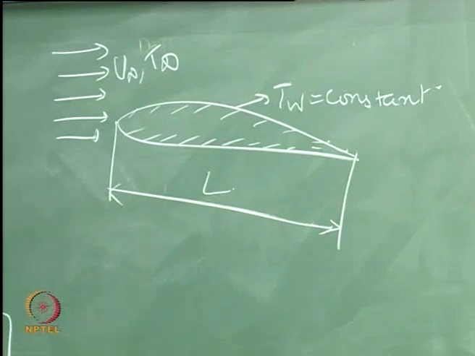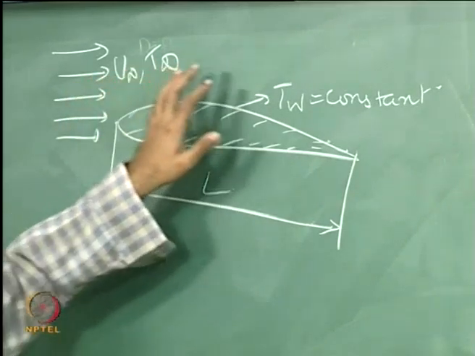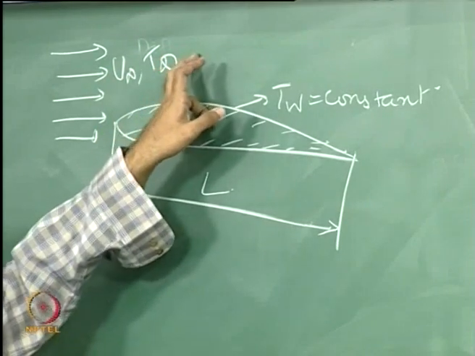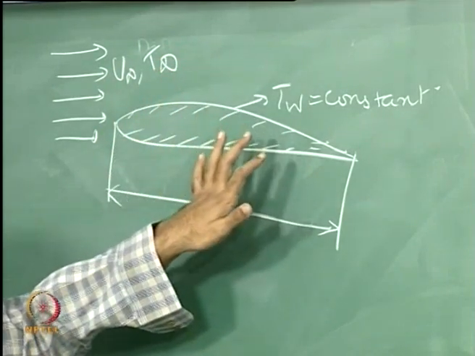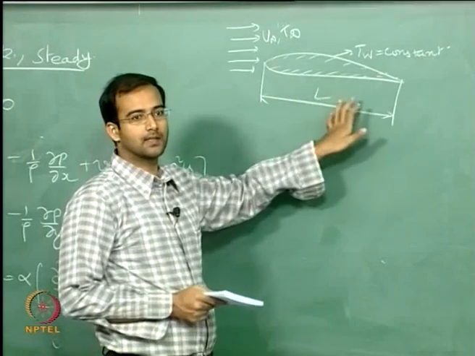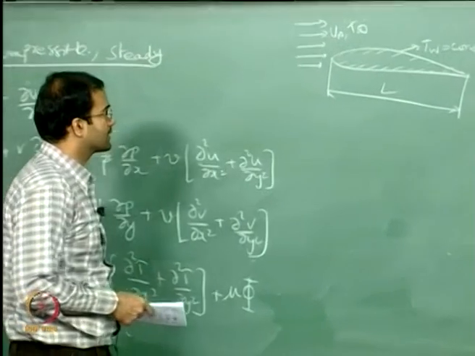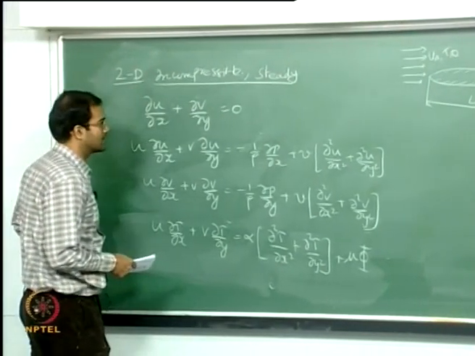Alright, so these are some of the variables that you have fixed. You have your U infinity, T infinity defined. The geometry is well defined, and also you are fixing the boundary temperature to an isothermal condition. So with these parameters, how are we going to non-dimensionalize?